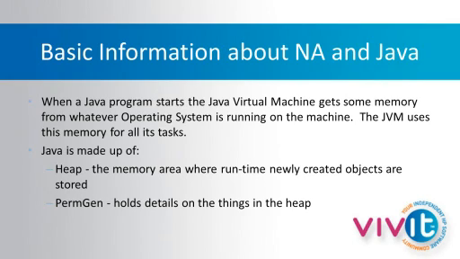First is the heap. This is where runtime newly created objects are stored. Then you have permgen. This holds the details on what's in the heap. So if you need to find out a detail on one of those objects that were created in the heap, you'll find that information in permgen.